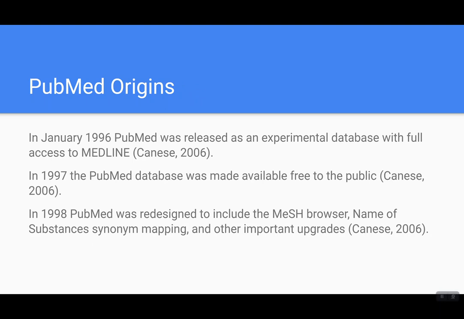PubMed was first released in January 1996. At that time, it was marketed as an experimental database with full access to Medline. Then, a year later, in 1997, PubMed was made available free to the public. Eventually, PubMed was redesigned and a number of new features were added, including a MeSH browser, the single citation matcher, automatic exploding of MeSH terms, name of substances synonym mapping, the details button, and LinkOut.